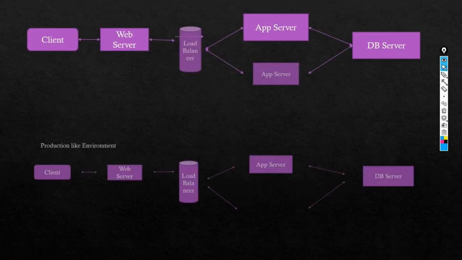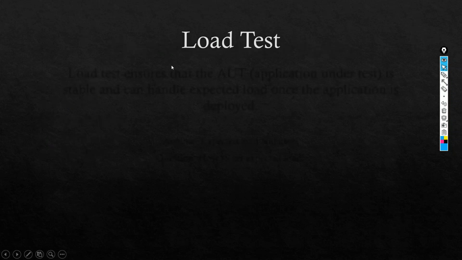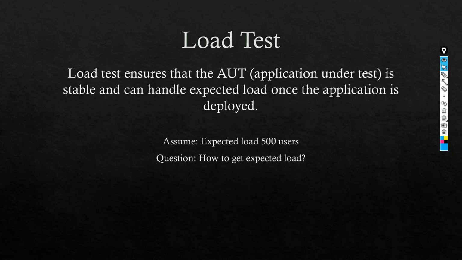So here we'll discuss, for any application, what are the different types of performance testing we can do. We have five tests here: load test, stress test, endurance test, scalability test, and volume test. We'll begin with the load test first. Load test relates to the word speed that we have discussed. We can relate the load test to the word speed.